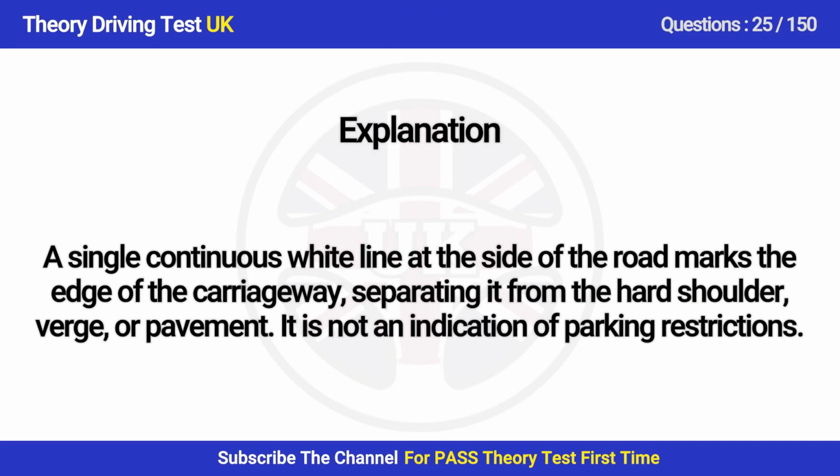A single continuous white line at the side of the road marks the edge of the carriageway, separating it from the hard shoulder, verge, or pavement. It is not an indication of parking restrictions.